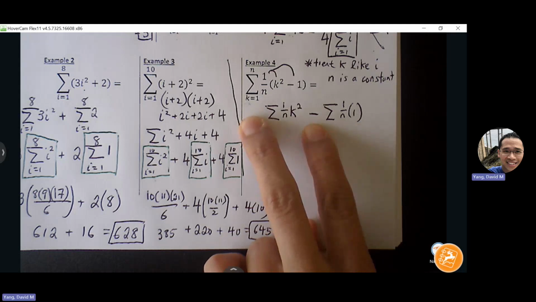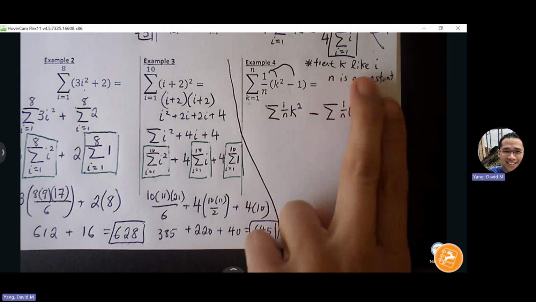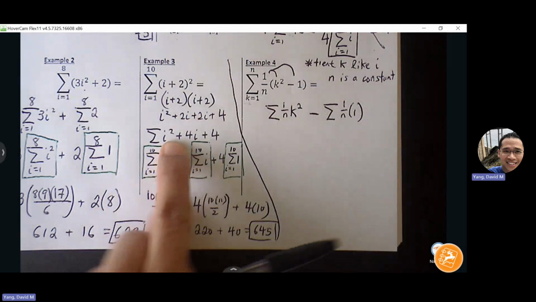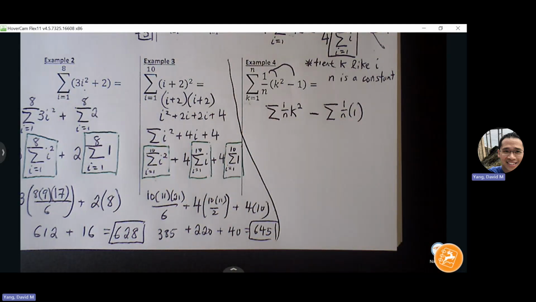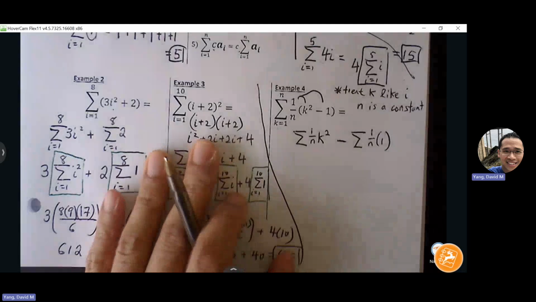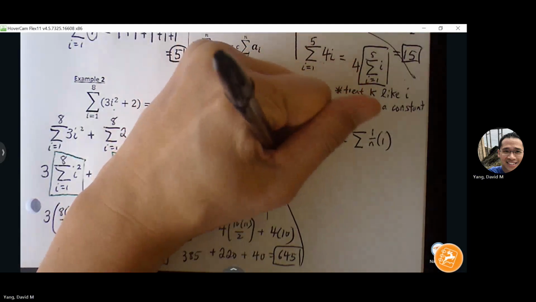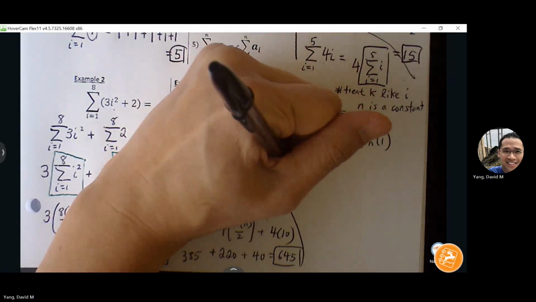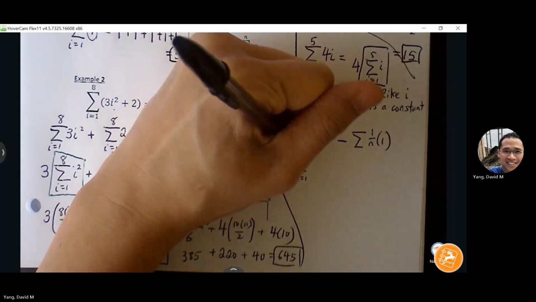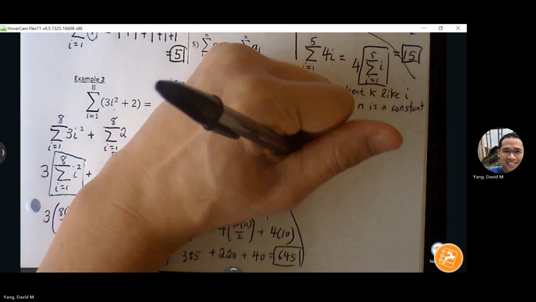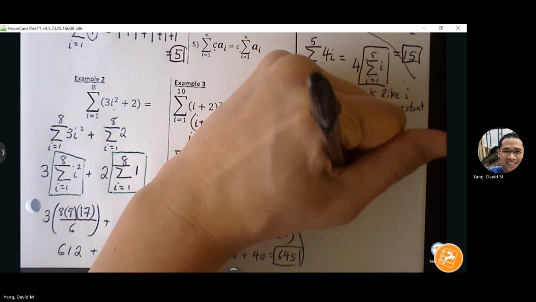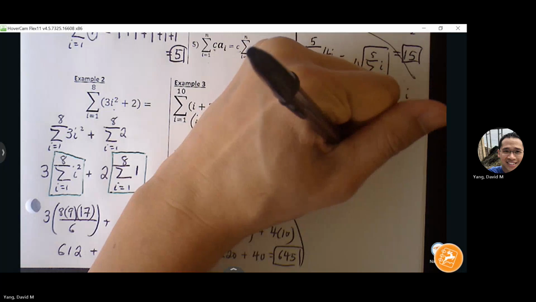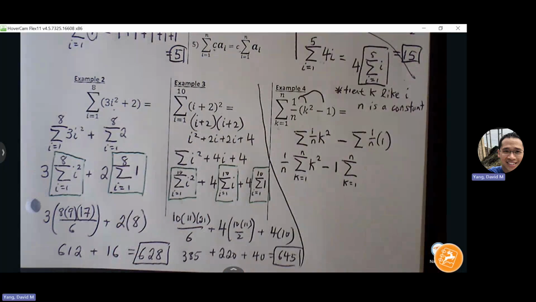What can I push out in front? Yep, n is the constant. Just like before, any coefficients I can push out in front. It's the k that's part of the rule; we'll treat k as I. Oops, sorry, I'm pushing out the 1 over n, not the 1.